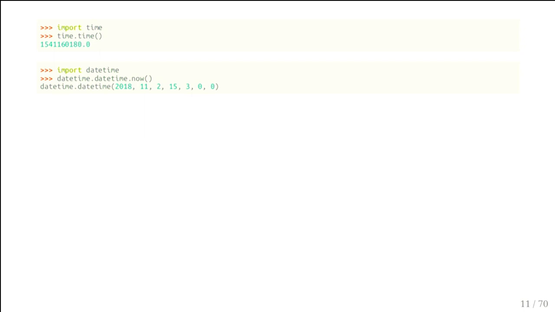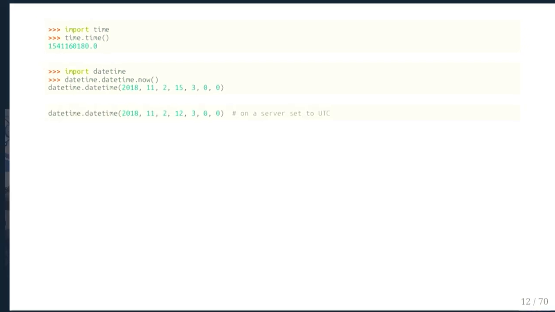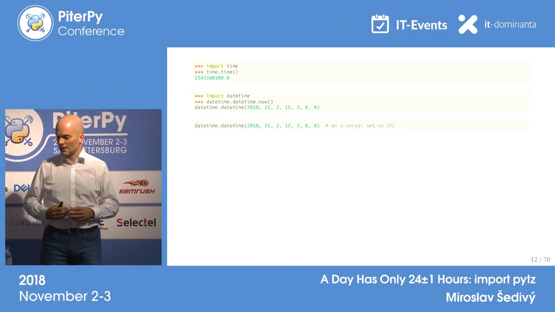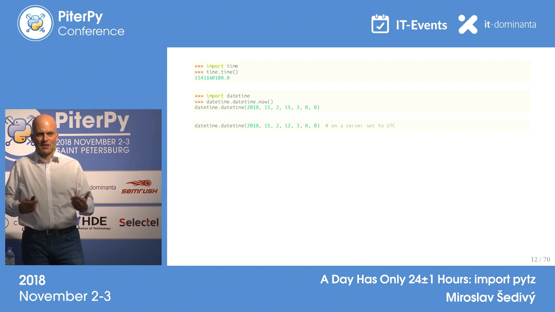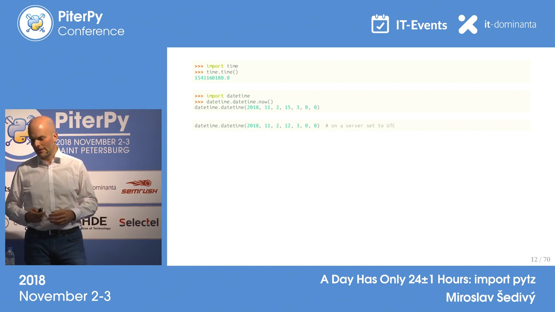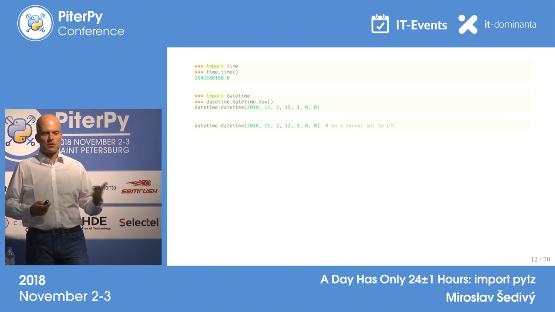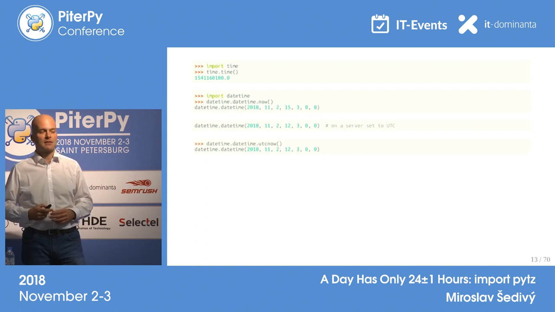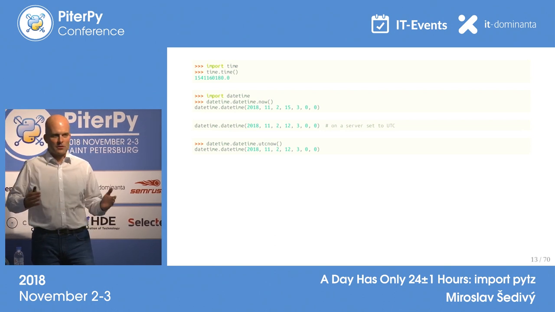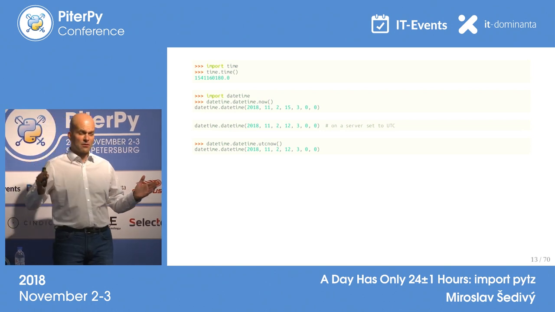This is great on such a computer, but if you log on a server that is configured for UTC, you will get a different object that is off by 3 hours here in St. Petersburg. And these two objects don't carry any information about which time zone they are in. If you want to be sure that on both computers you get the same time, you have to ask utcnow, and this is the time zone of UTC, the standard universal coordinated time.